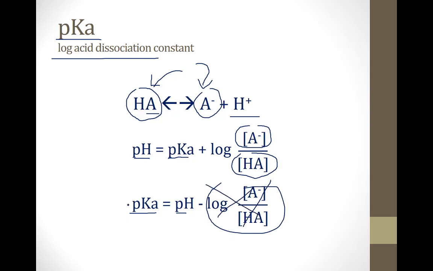So we can measure the pKa for any acid, including an amino acid, by creating a solution where the concentration of HA and A negative are equal, and the pH at that point will be equal to the pKa. So this is how we define pKa values experimentally for any acid, including amino acids.